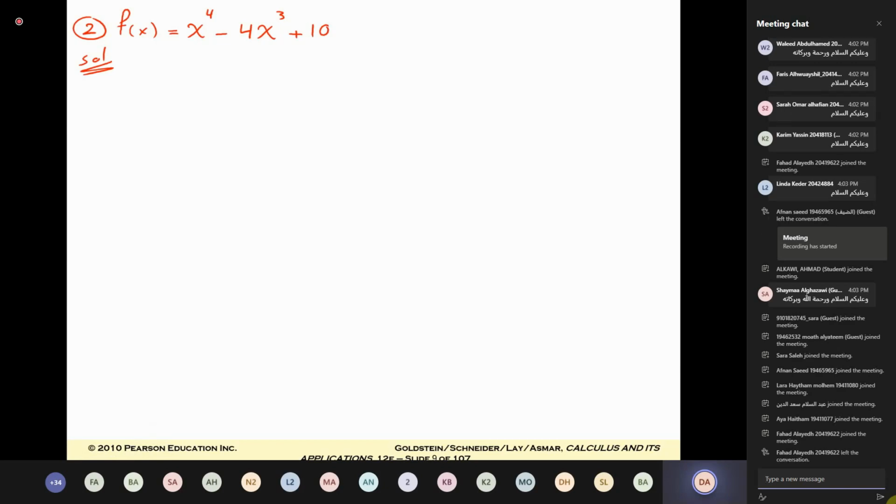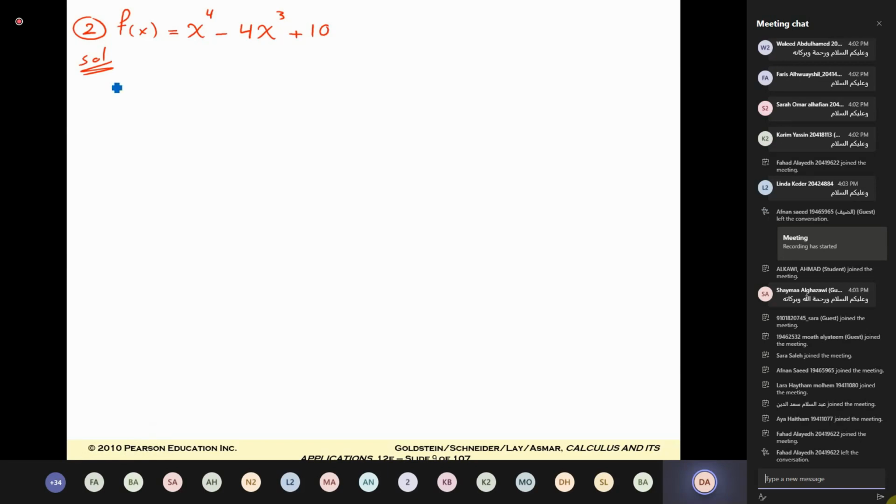Okay, the second example: if we have f of x equal x to the power 4 minus 4x to the power 3 plus 10, and we need to find the increasing and decreasing intervals. The solution: firstly, we need to find the first derivative.